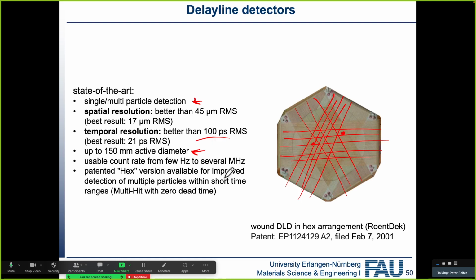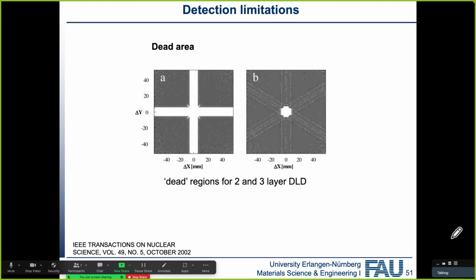And for improved multi-hit detection, we have these redundant delay lines. The patent was filed in the early 2000s, so they were already out 2 years ago. So now you can even buy them commercially without having to buy an entire atom probe. And the reason for the redundant delay line is essentially that we have a dead area.